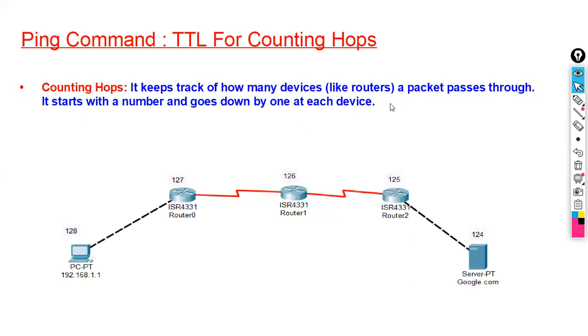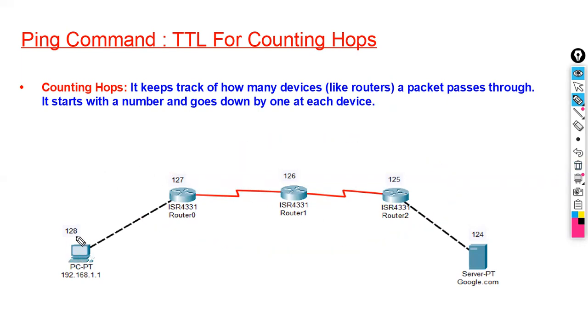The first use, as we have discussed, is to count the number of hops. Let us try to understand what it means. In this example, we have google.com, the Google server, and this is my computer. Between google.com and my computer, there are 3 routers. These routers are referred to as hops. So between my computer and google.com, I have 3 hops.